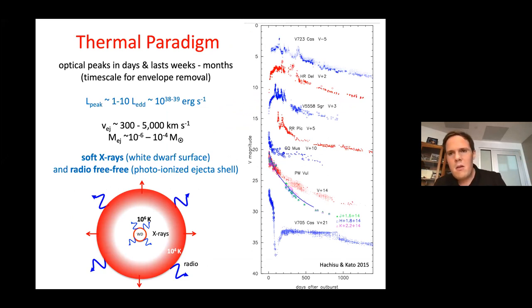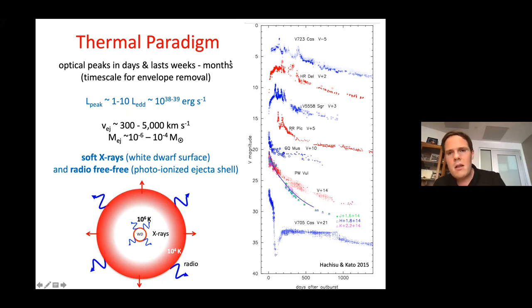The peak luminosities are comparable to or even in excess of the Eddington luminosity of the white dwarf, which is a bit of a mystery given that these have largely been modeled as hydrostatic events, effectively. The ejecta velocities can vary from hundreds to thousands of kilometers per second, and in fact will vary within a given nova. And the ejecta masses can go up to 10^-4 solar masses. Once the envelope is removed, you reveal the central white dwarf, which is a source of luminous soft X-rays, burning the residual hydrogen layer. And those X-rays can photoionize the ejecta, and that produces thermal radio emission.